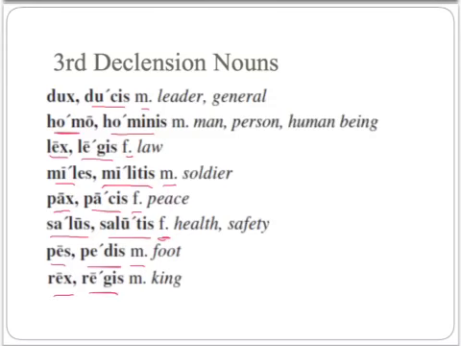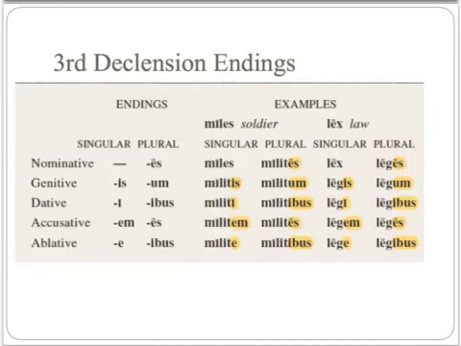Rex, regis, masculine. So when you learn vocab now for the third declension, it becomes a little more difficult because there is no pattern for the genitive singular, and it's difficult when you need to memorize the gender. So here's a quick overview of the third declension endings.